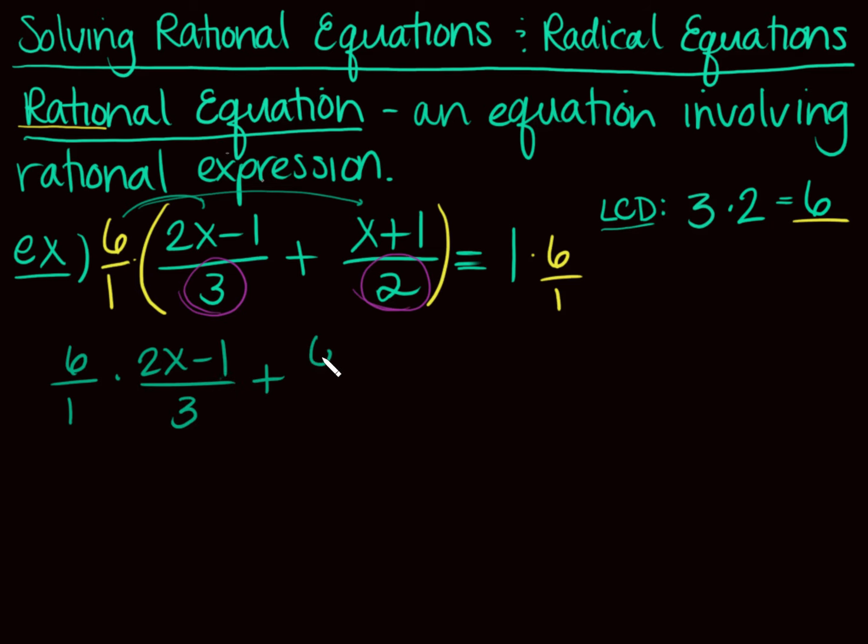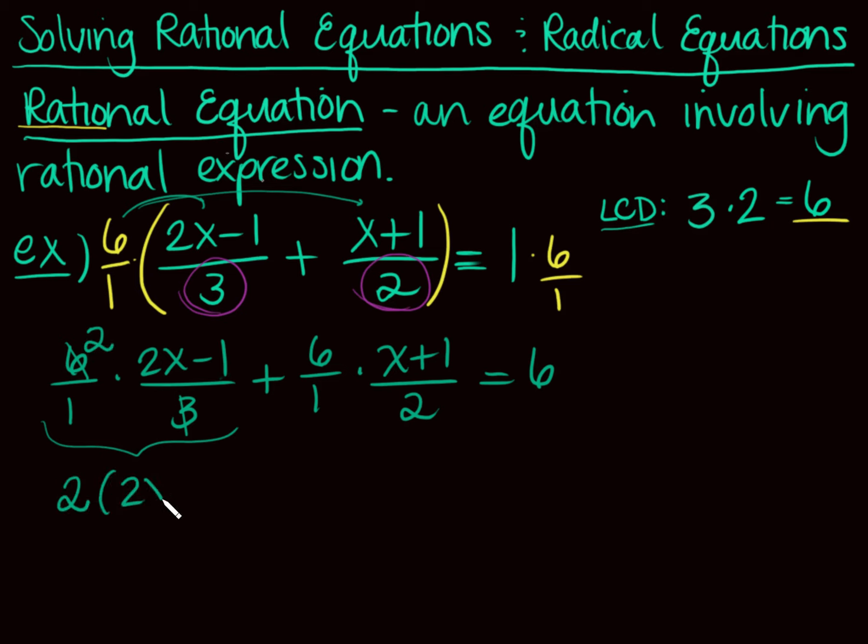Then I will have plus 6 over 1 times the second fraction, all over 2, equals 1 times 6, which is 6, right? That's easy. All right, and now look at why you did this. Okay, people, this is why you did this. When I multiply this guy right here, 3 goes into 6. How many times? It goes in 2 times. So I'm left with 2 times 2x minus 1. People, if this number right down here does not divide this number evenly, you did something wrong with the LCD. Here, 2 goes into 6 how many times? 3 times. So I have plus 3 times the quantity x plus 1 equals 6.